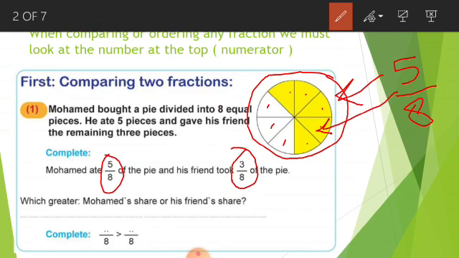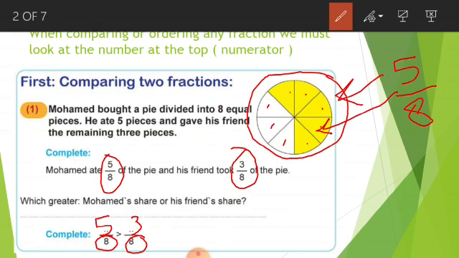Muhammad's share. Why? Because 5 over 8 is greater than 3 over 8. Today we will learn how to compare or order fractions which have the same denominator. The number at the bottom is the same. You must make sure you have the same number at the bottom, the same number as the denominator.